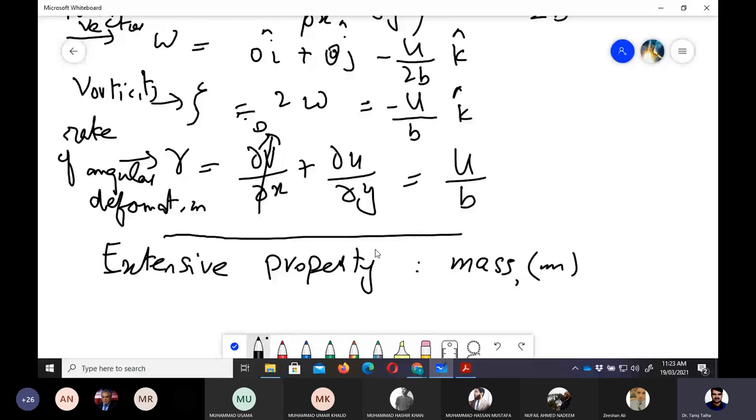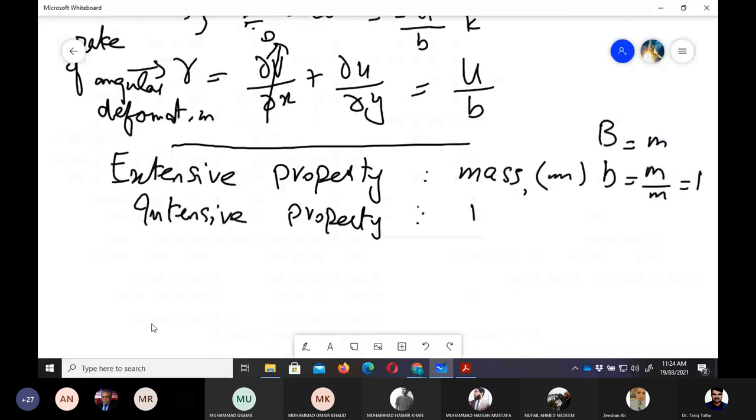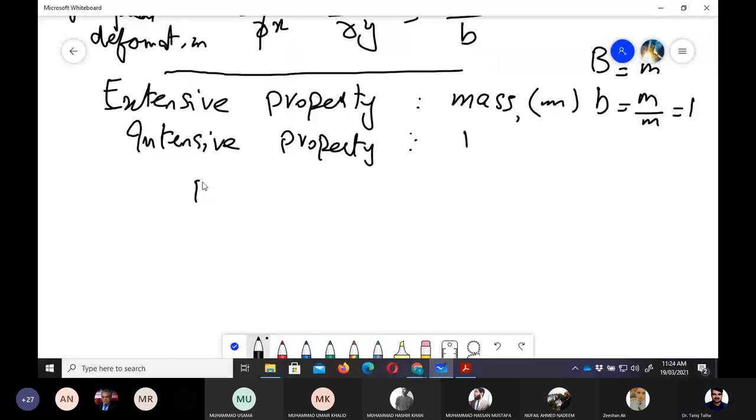So what would be the intensive property in this case for mass? If capital B is mass, then small b, which is the intensive property, is B divided by mass, which is equal to 1. So for mass, the intensive property would be 1, because intensive property is independent of mass, so we divide by mass. From the conservation of mass principle, dm system by dt is equal to 0.